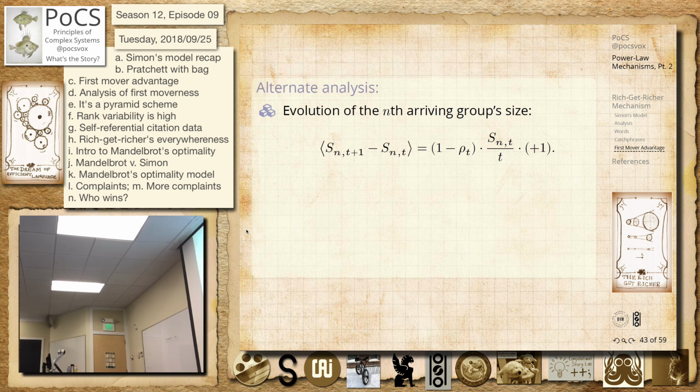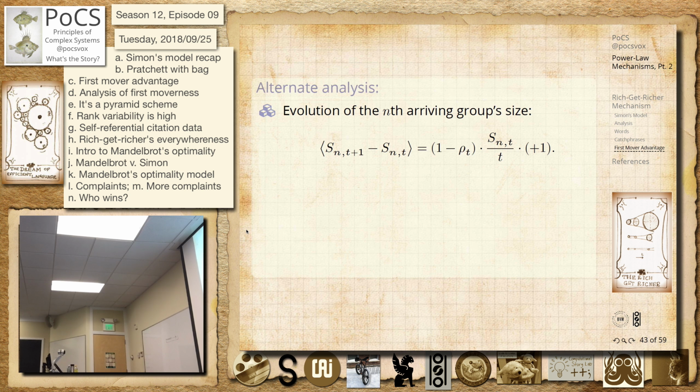So we're not going to go through all this, but I just want to point out what happens if we do this alternate analysis. What we're going to say is, what is the size of the nth group at time t plus 1? What's the expected change in the size? So this is the actual size at time t plus 1, the actual size at time t, and this is, on average, what we expect to happen. We're going to allow that the probability of replication could be something that depends on time.